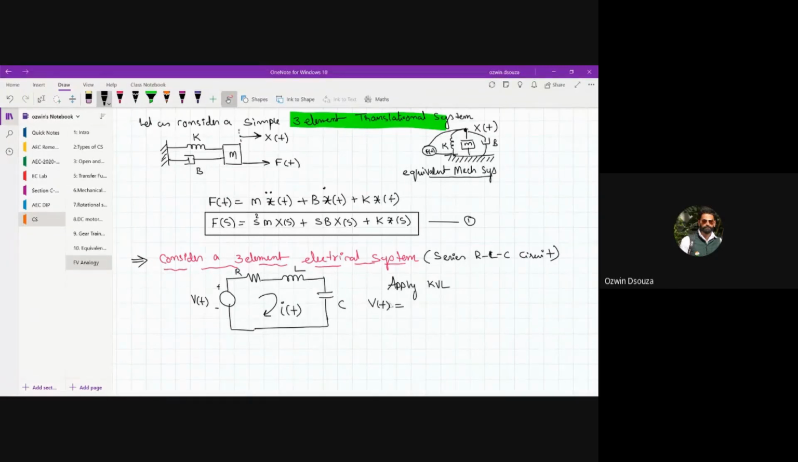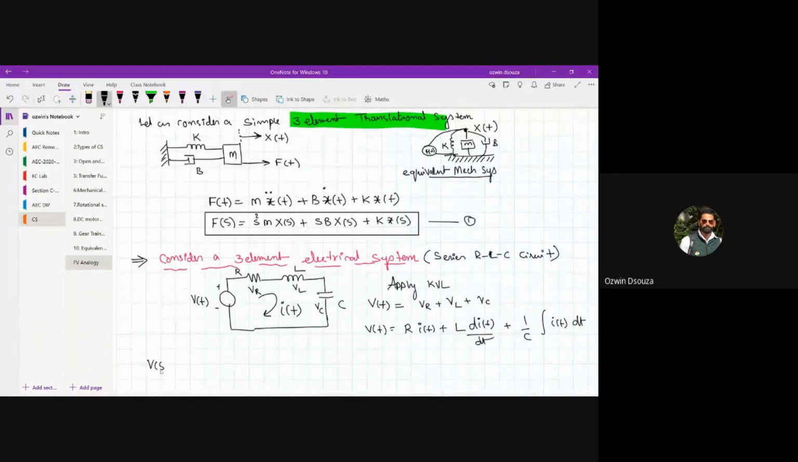Applied voltage V of t is equal to the voltage across the inductor, plus the voltage across the resistor, plus the voltage across the capacitor. So basically it is VR plus VL plus VC, or V of t is equal to R into I of t plus L into di of t divided by dt plus 1 by C into integration I of t into dt. Okay, so this is in the time domain. You have kept this equation in the time domain.